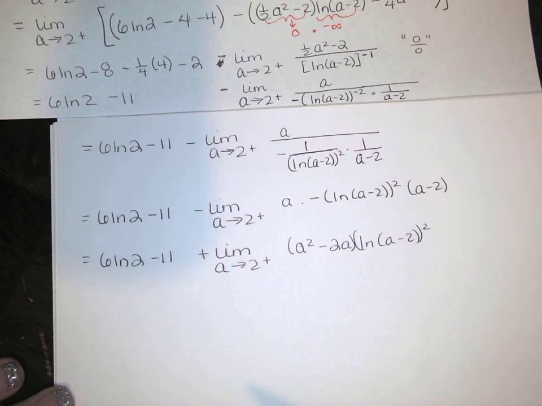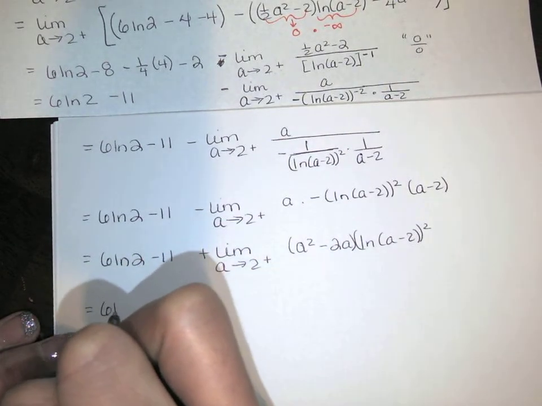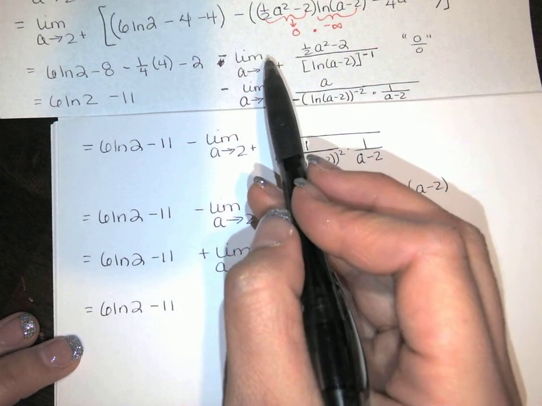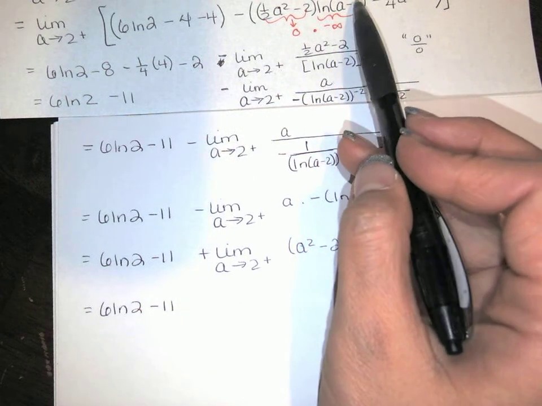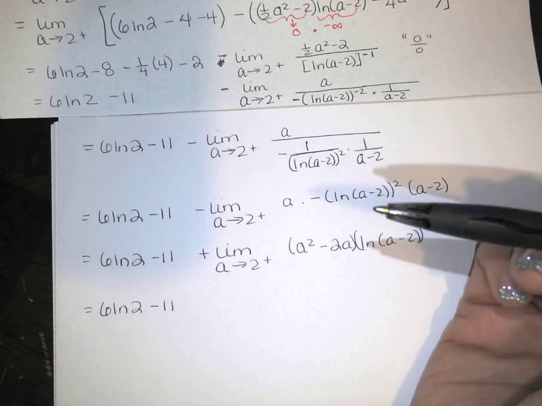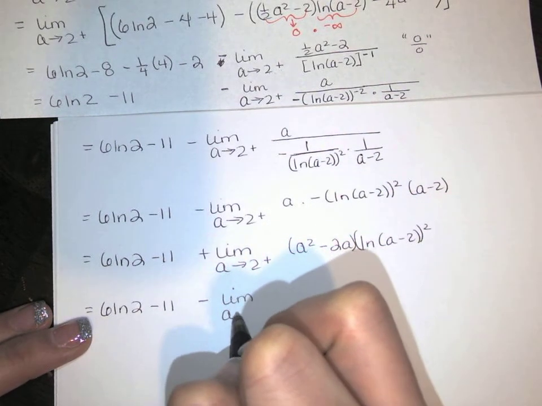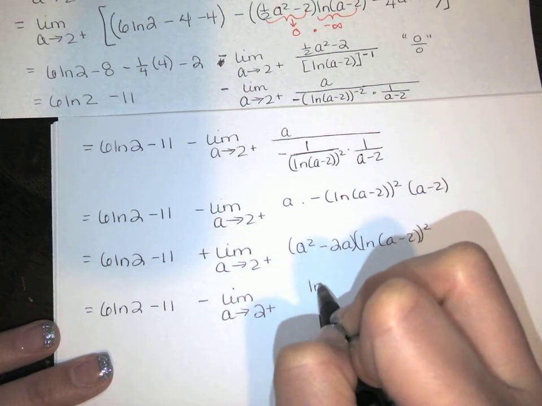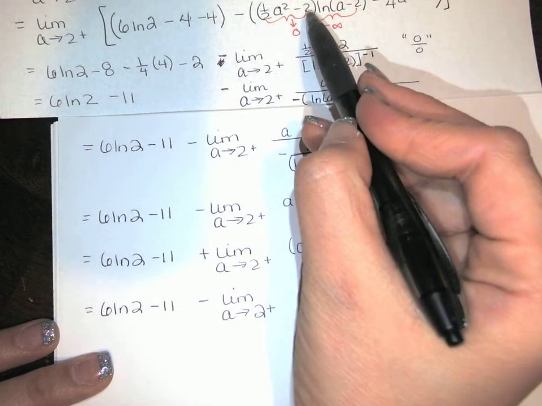I'm making things worse. So I think I'm just going to go back to this. I want the limit of this product, and instead of putting 1 over the log in the denominator, I'm going to put 1 over this polynomial in the denominator. And I'm going to hope that that's going to be simpler. So we'll have minus the limit as a approaches 2 from the right of, I'm leaving the natural log of a minus 2 in the numerator, and I'm putting this in the denominator.